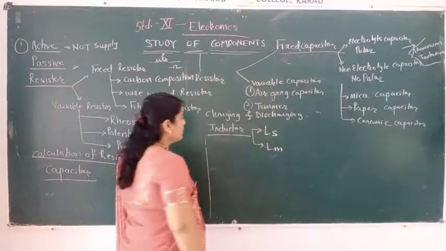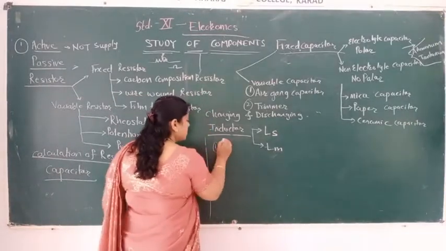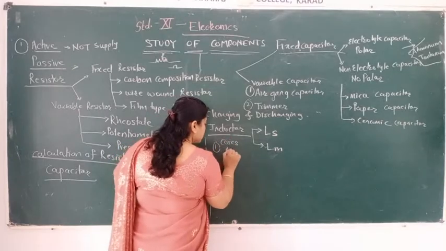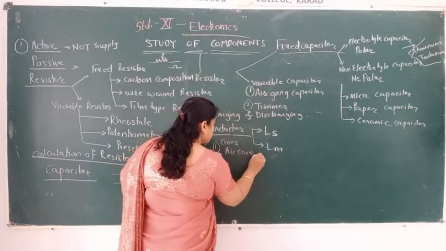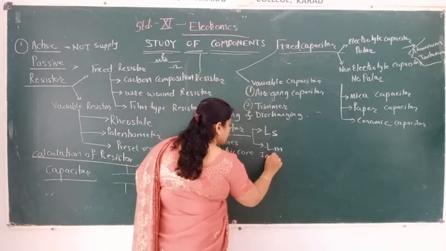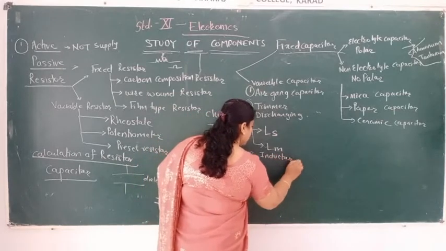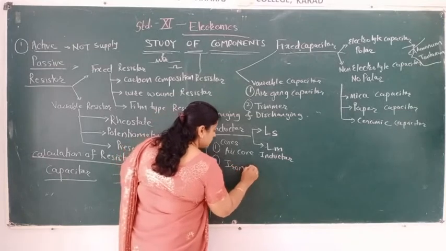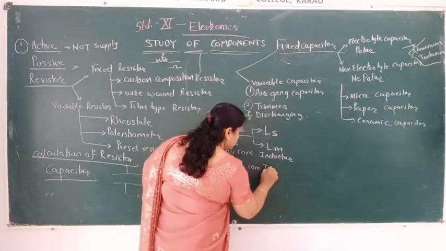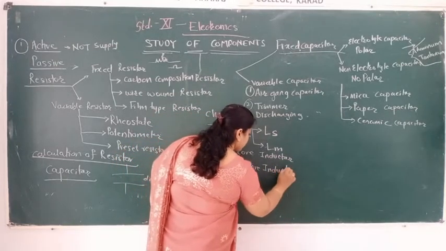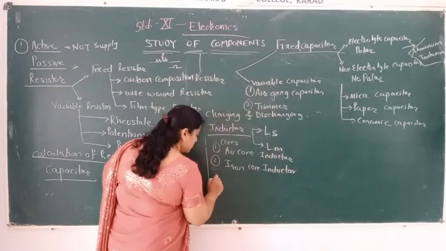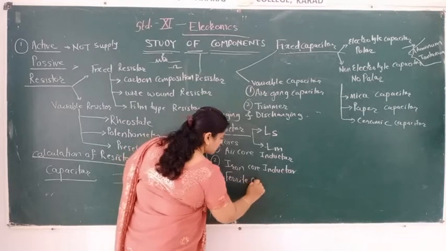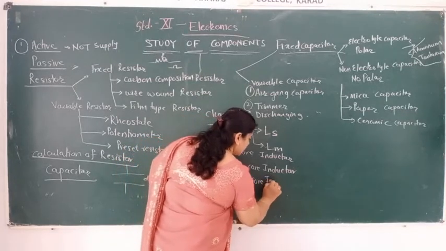Okay. So which types of cores are used in an inductor? There are three types: the first is the air core inductor, the second is the iron core inductor, and the third is the ferrite core inductor.